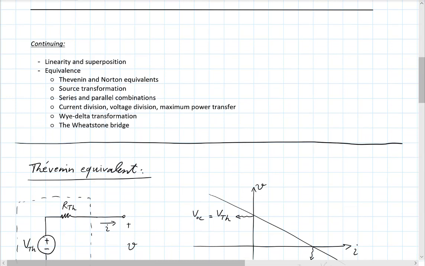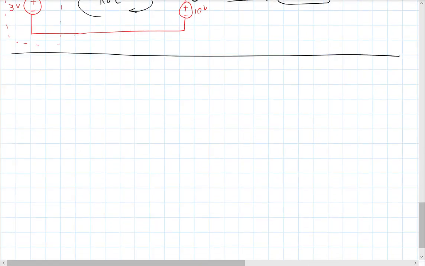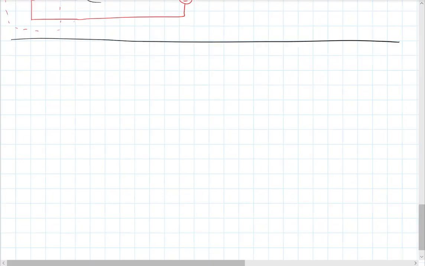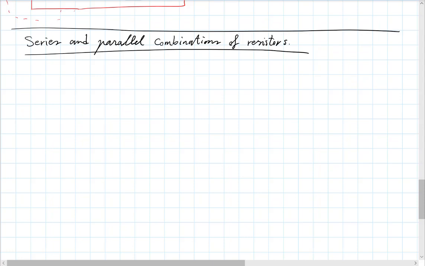So I want to move without delay to series and parallel combinations. And again, this is something that I think most of you are quite familiar with. But I remember when I asked last week who could prove, for instance, how to combine series or parallel resistors, the degree of comfort went down. So this is our topic.